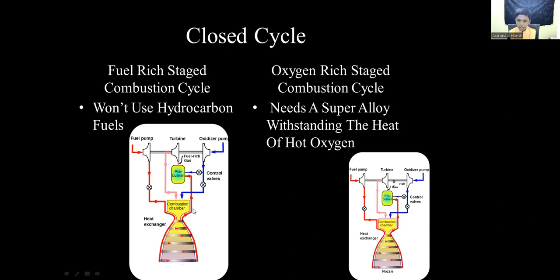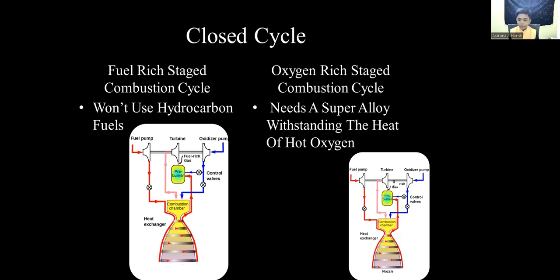To make oxygen-rich staged combustion cycles possible, we need a super alloy which can withstand the heat of hot gaseous oxygen. In this, some of the fuel goes to the pre-burner while all the oxygen goes to the pre-burner. Then the O2 gas is used to spin the turbines, which then comes to the combustion chamber. The needed amount of fuel is also sent to the combustion chamber.